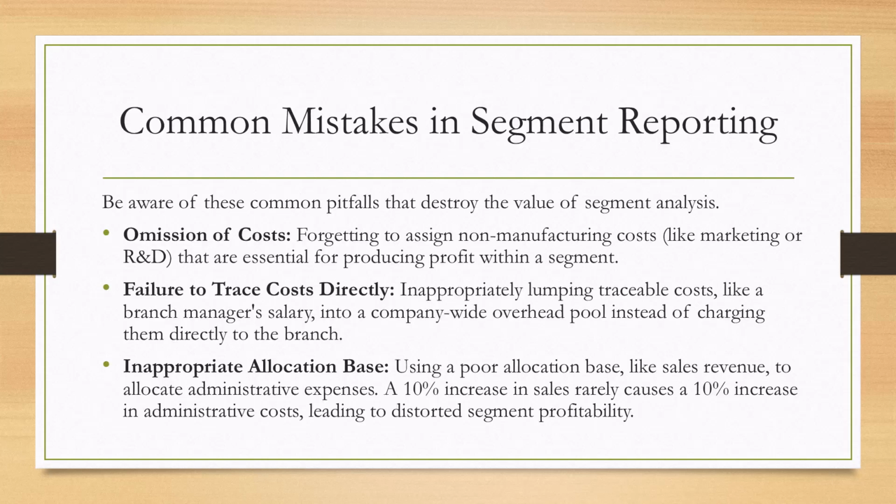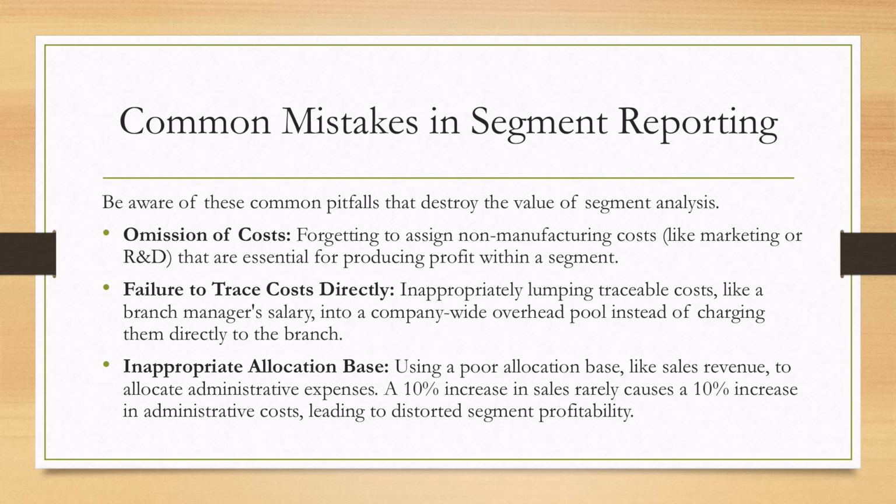To ensure your analysis is always valuable, be aware of these common pitfalls in segment reporting. First is the omission of costs. This happens when companies forget to assign relevant non-manufacturing costs, like marketing or customer service, to the segments they support. Second is the failure to trace costs directly. This occurs when a traceable cost, like a specific office's rent, is lumped into a general company-wide pool instead of being charged directly to that office segment.